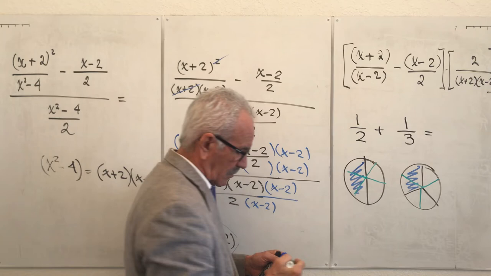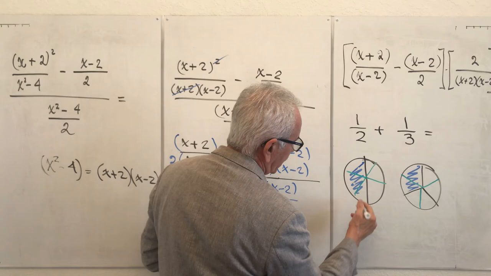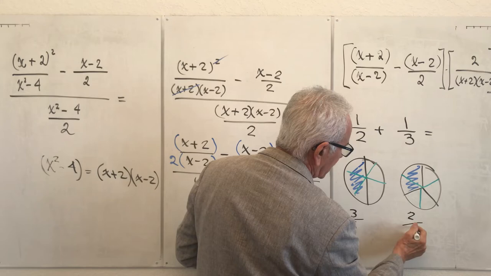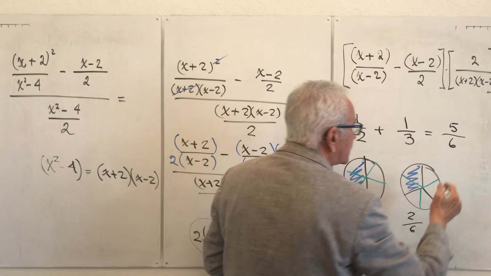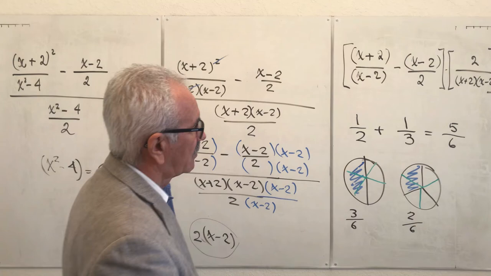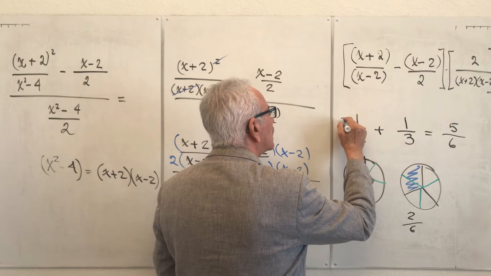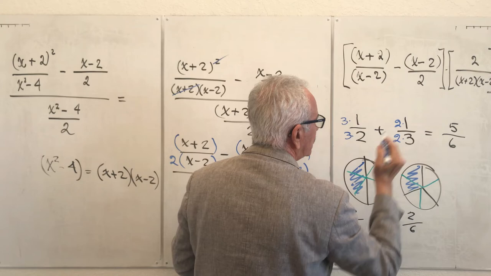Here you have 1, 2, 3, 6. And here you have 2, 6. So the solution will be 5/6. Arithmetically, you multiply this number by 3 and divide by 3, this one by 2 and divide by 2. And now you have 3/6 plus 2/6, 5/6.